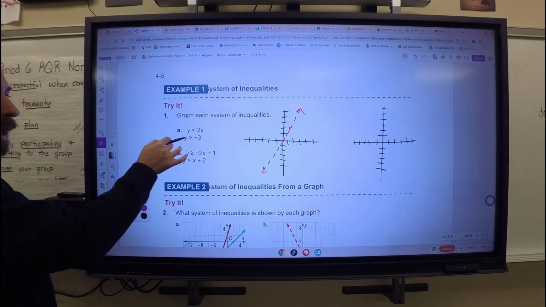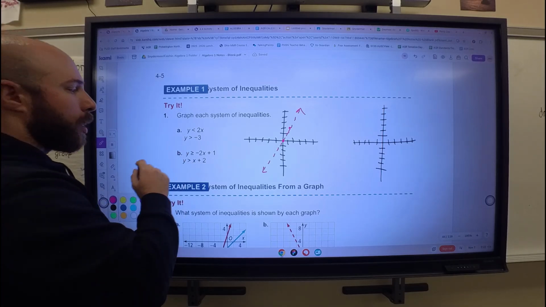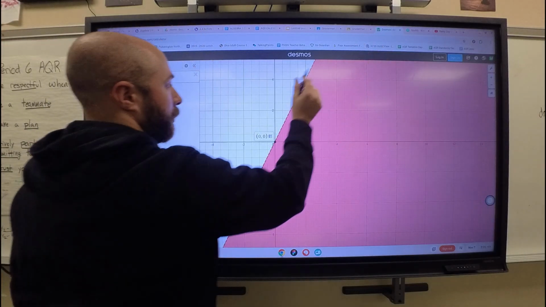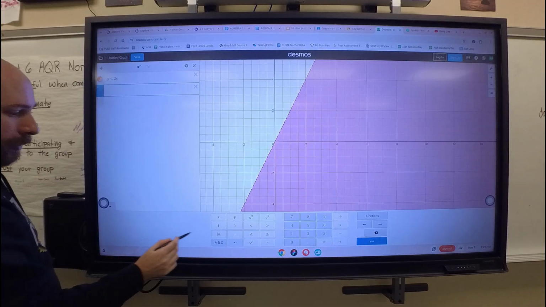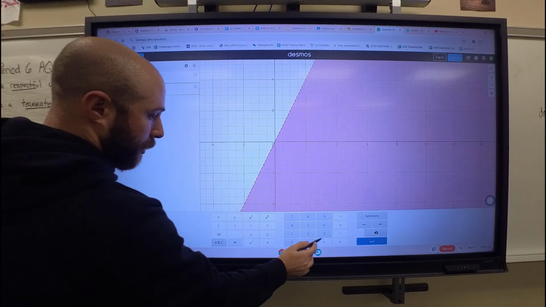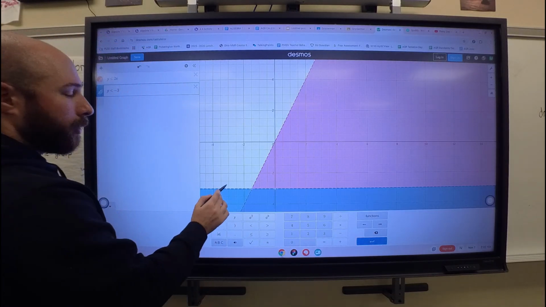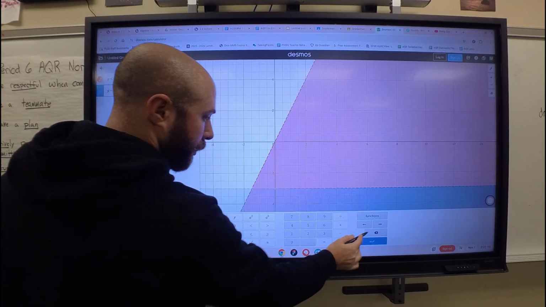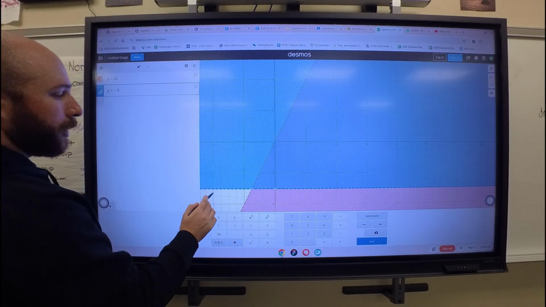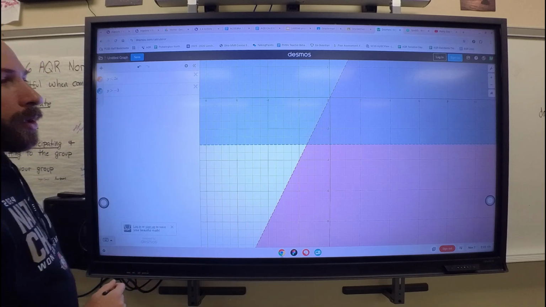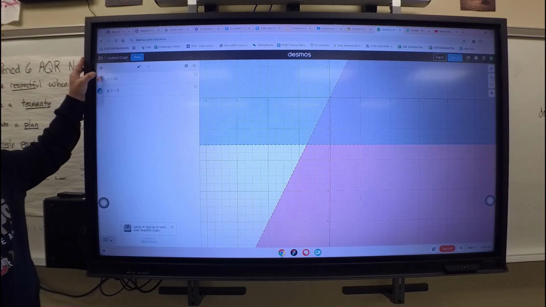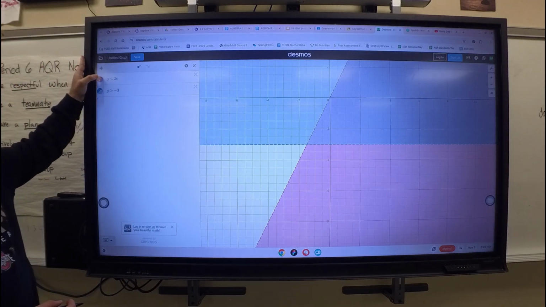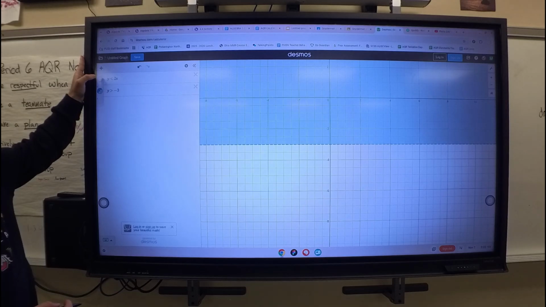Okay? Then we have the inequality of y is greater than negative 3. So if I do that on here as well, y is greater than negative 3. I did less than. Let's make sure that we do the right ones. There we go. That looks better. So we have y is greater than negative 3. Now in Desmos, if we uncheck the first one, we can just look at the second inequality there.